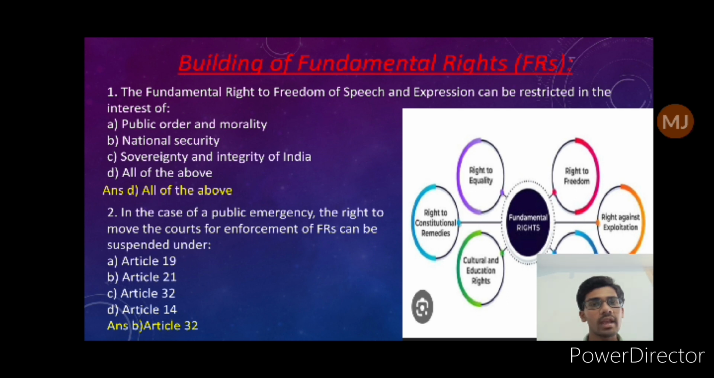Second question, in case of public emergencies, the right to move the courts for enforcement of FRs can be suspended under option A, Article 19. Option B, Article 21. Option C, Article 32. Option D, Article 14. Answer is option B, Article 32.